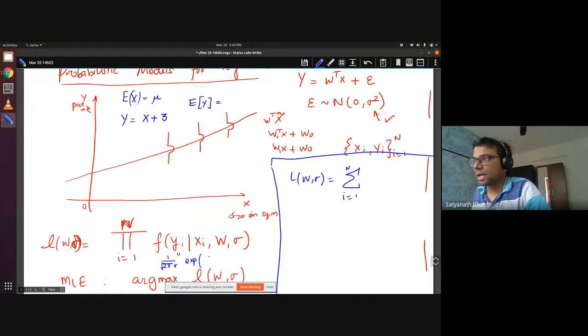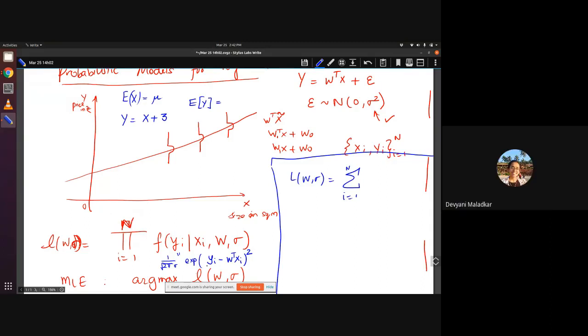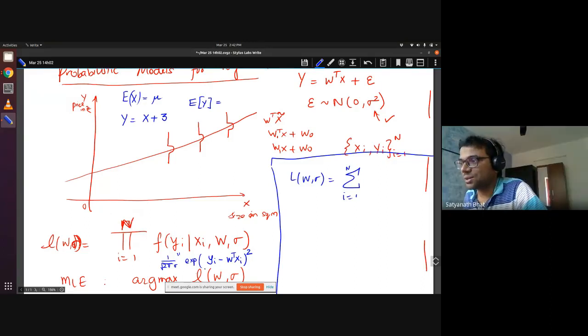So what is this? yi minus W transpose xi whole square, divided by sigma squared inside the exponent. Yeah, thank you. So this is your standard normal distribution, as given by the model. This is what it is: 2 pi sigma squared.